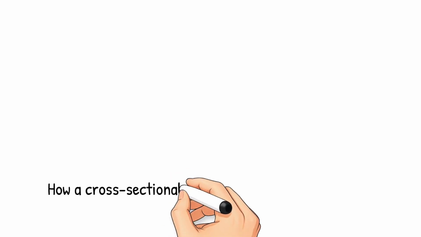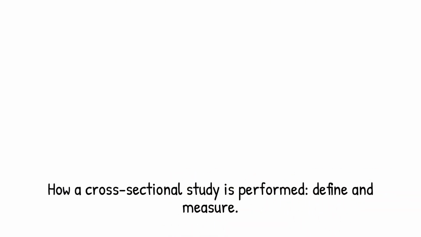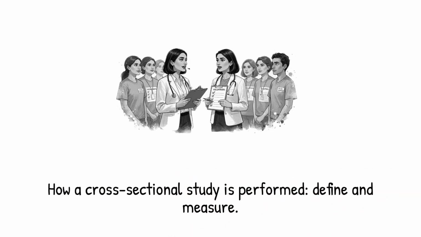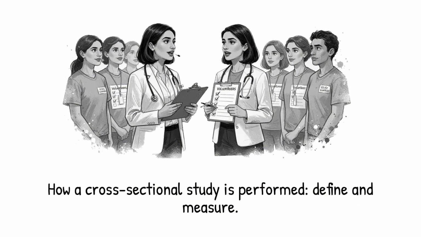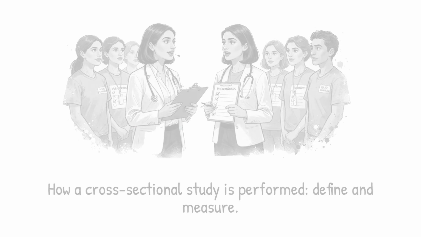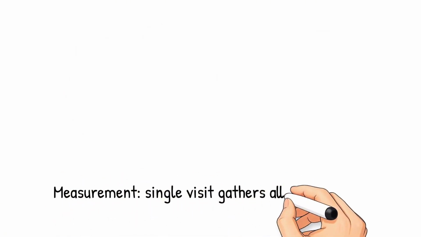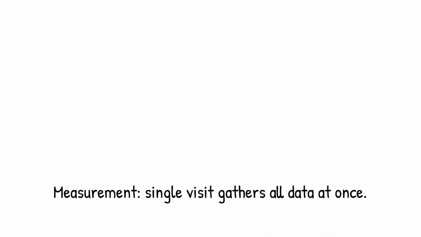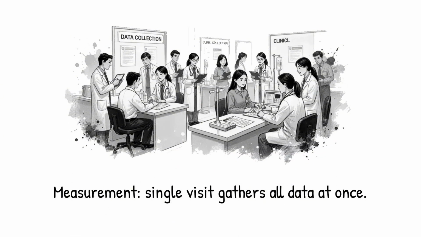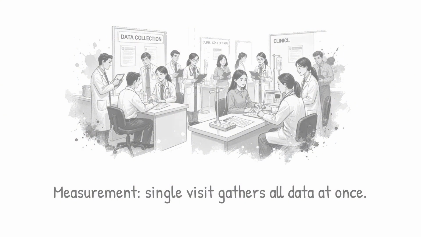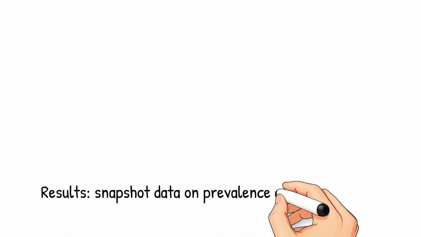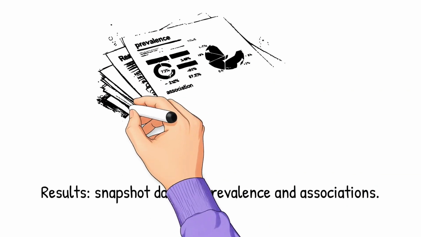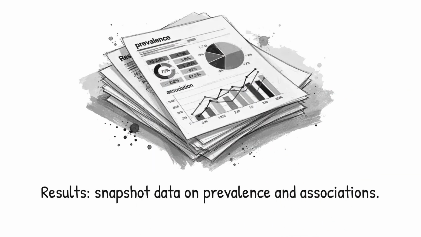How it is performed. The researcher defines a population, sets inclusion and exclusion criteria, recruits participants over a defined period, and at a single point in time measures both the exposure and the outcome simultaneously. One visit, everything measured at once. The aim, to measure prevalence. How common is this condition in this population? To explore associations between two variables. What you obtain, prevalence data, association data, a snapshot of a population's health at one moment.